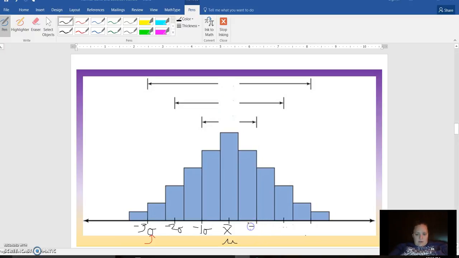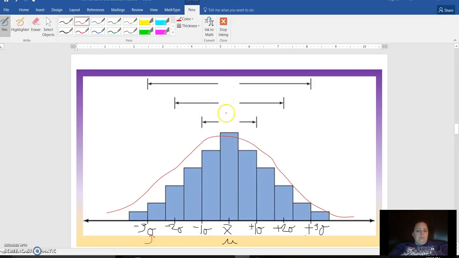Then we have +1 standard deviation, +2 standard deviations, plus 3 standard deviations. Now most of the time you're going to see this just illustrated with a curve.